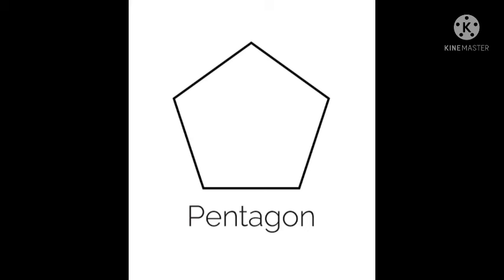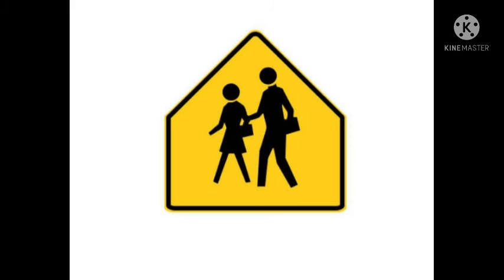Now we'll see some examples for a pentagon. Have you seen this sign anywhere? It is a school zone sign. You can see so many signboards on the road, and if you come near a school, you can see this sign. What is the shape of this sign? It has got 5 sides and 5 corners. So the school zone sign is pentagon shaped. We'll go to the next one.